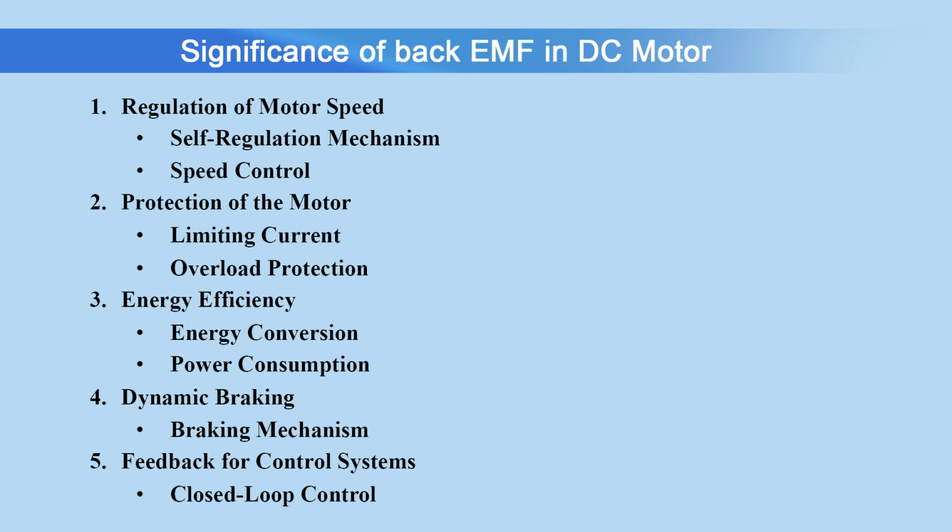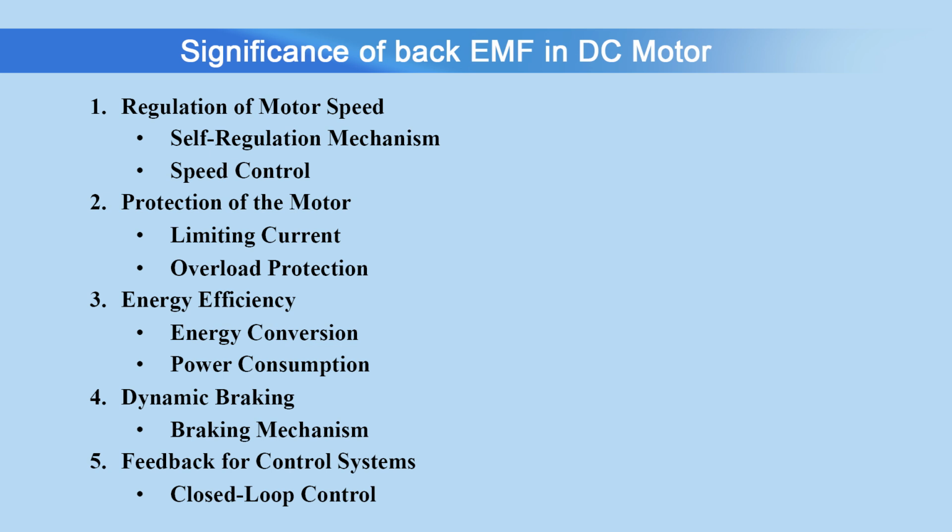The next significance is dynamic braking. Braking mechanism: when the supply voltage is removed, the motor continues to rotate due to inertia, generating back EMF. If the armature is connected to a resistor or short-circuited, the back EMF creates a current that generates a braking torque, which helps to slow down and stop the motor. So back EMF can be used as a braking mechanism in the case of a motor as well.